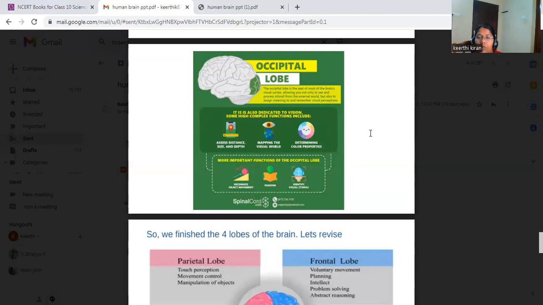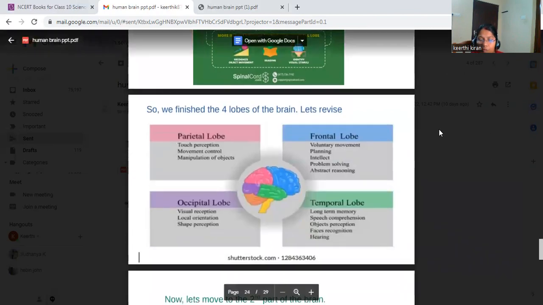Okay, so we have finished the four lobes. The parietal lobe deals with touch perception, movement control, and manipulation of objects. The frontal lobe is present at the front side and is the largest lobe. It handles voluntary movement, planning, mathematical problems, abstract reasoning, everything. Occipital means what we visualize, like local orientations and shape perception.